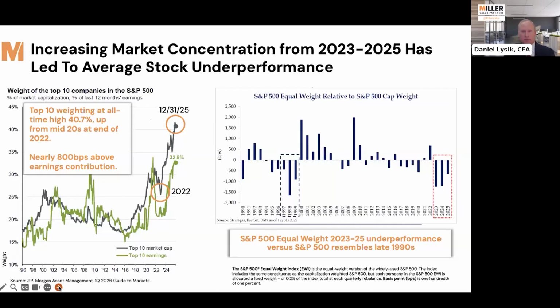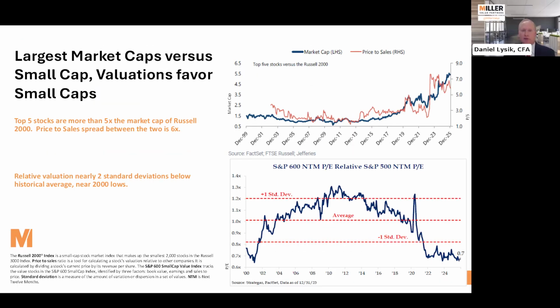On the next slide, we have two charts highlighting how valuations look very attractive today in small caps. The chart in the upper right highlights top 5 stocks versus the total Russell 2000 index. Top 5 stocks are more than 28% of the S&P 500. The dark line on that chart highlights the top 5 stocks are now more than 5 times the size of the entire Russell 2000. Prior to 2018, the ratio would fluctuate between 1 and 2 times.